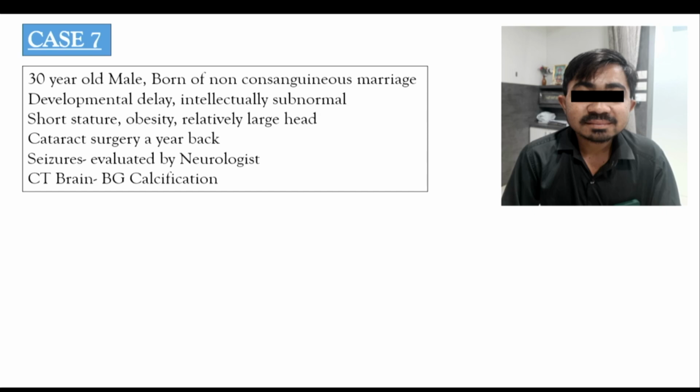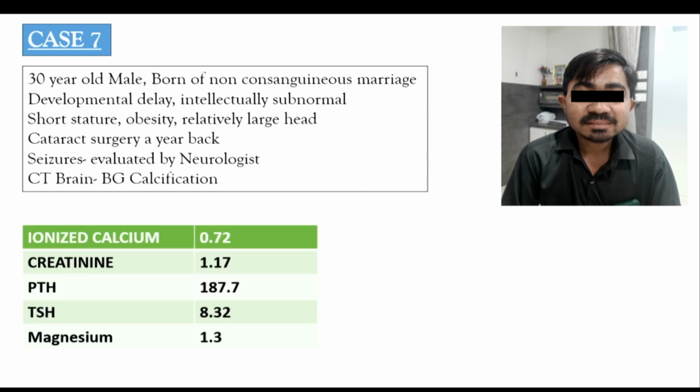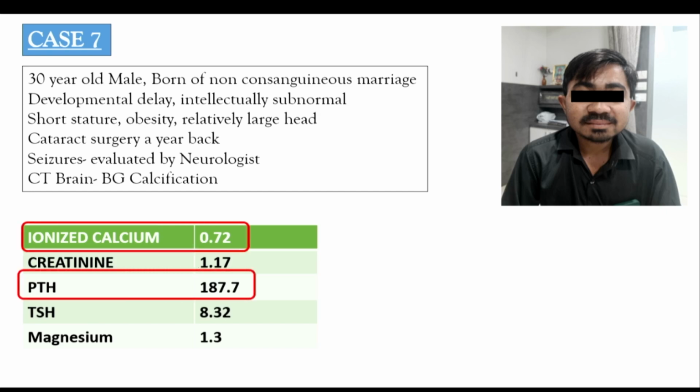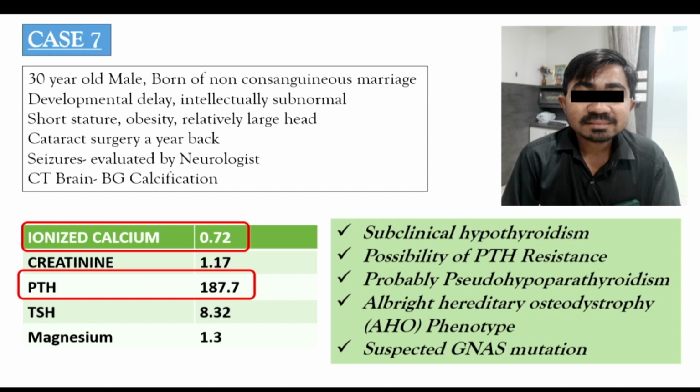Because of the seizures, he was evaluated by the neurologist, and he also had basal ganglia calcification on the CT scan. Ionized calcium was very low, 0.72. The range is 1.13 to 1.33, so it is very low. PTH was high. It was not low here. Phosphorus was high, I forgot to mention. TSH was 8.3, so he had subclinical hypothyroidism.